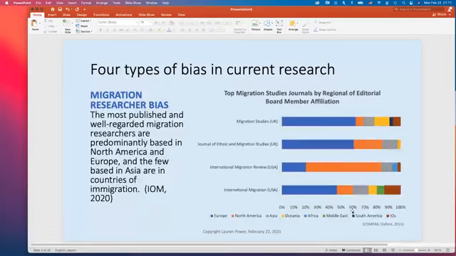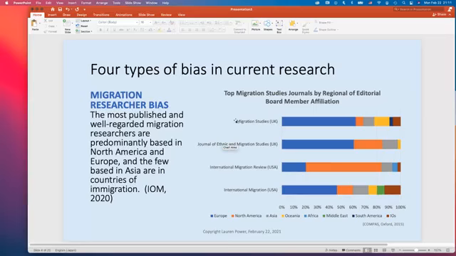The other type of bias that I want to talk about is migration researcher bias. This is something that we need to sit with and be honest with ourselves about what this could mean. Most published and well-regarded migration researchers are predominantly based in North America and Europe, and the few that are based in Asia are in countries of immigration.